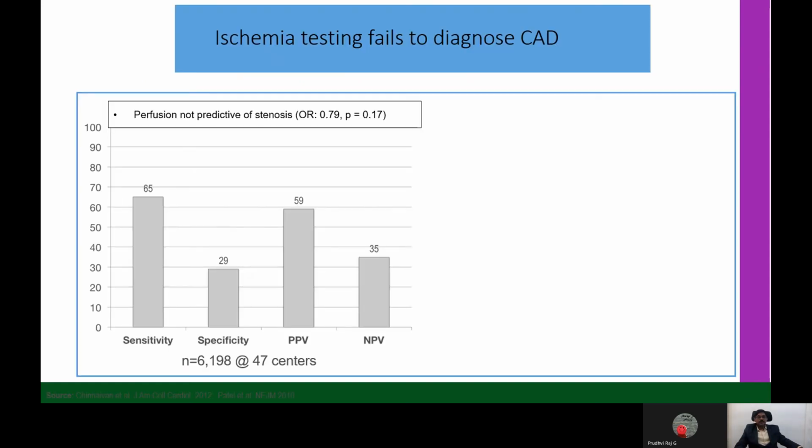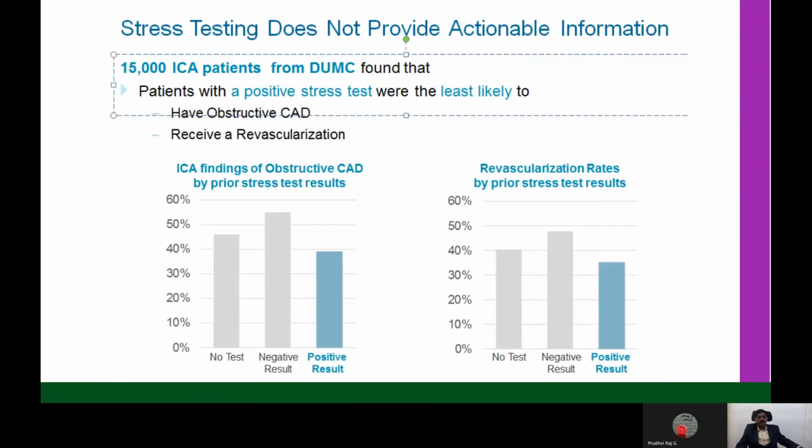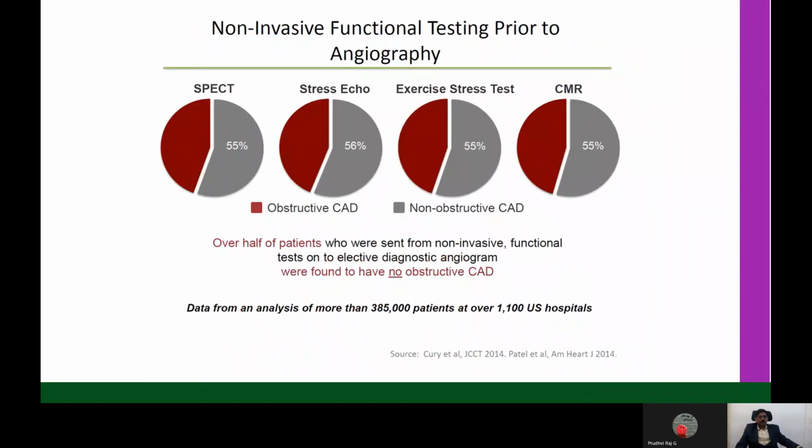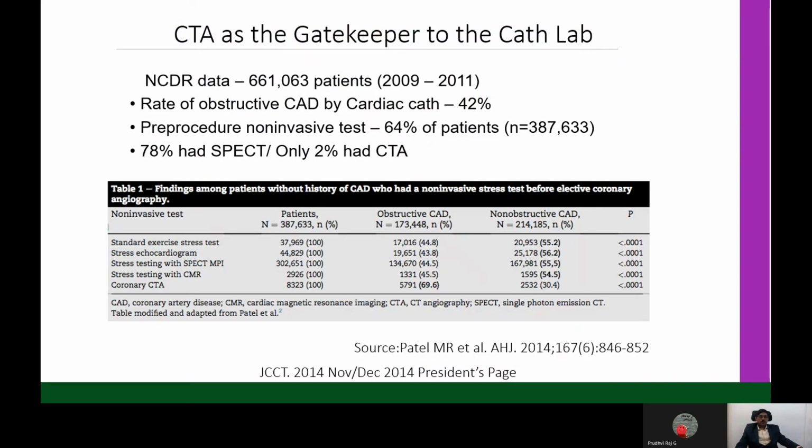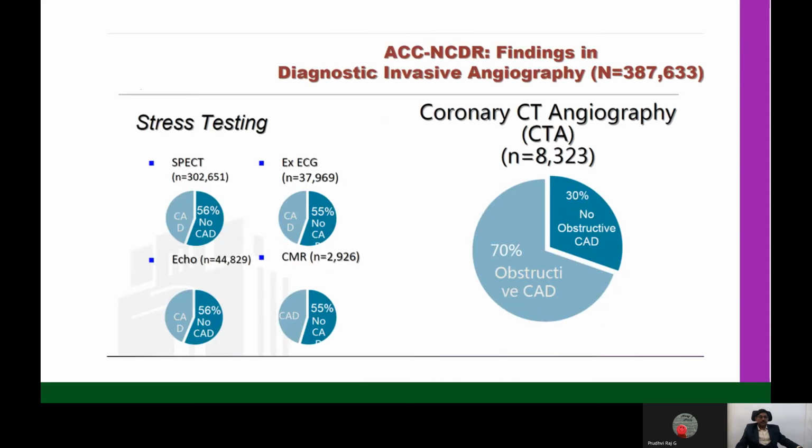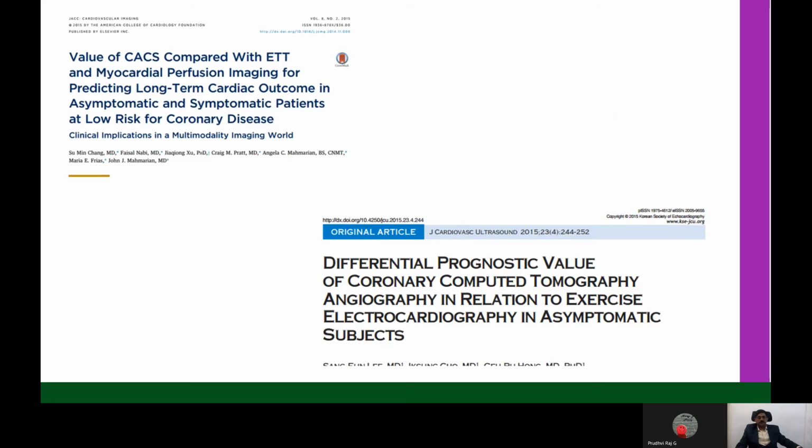However, it is consistently shown that ischemia testing fails to diagnose CAD, and whatever methodology you use, CMR, stress echo, SPECT, obstructive and non-obstructive CAD are similar when you do the invasive angiogram. So when you do the CT angiogram as a gatekeeper, 70% of the patients have significant CAD versus 50%, 55%. It's routine.